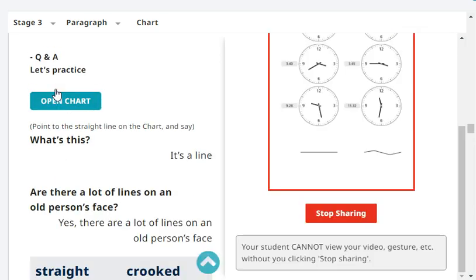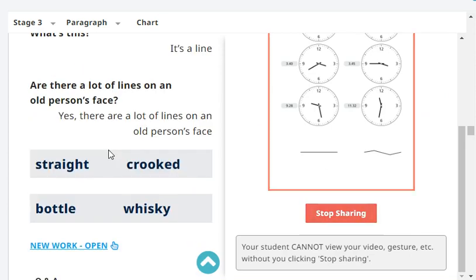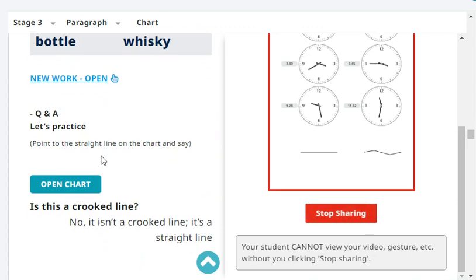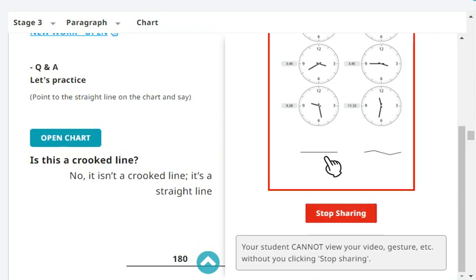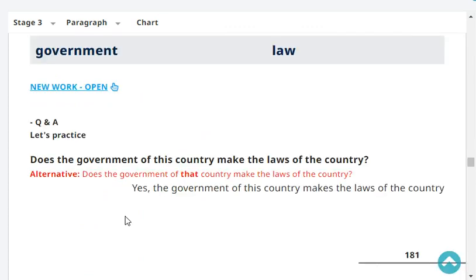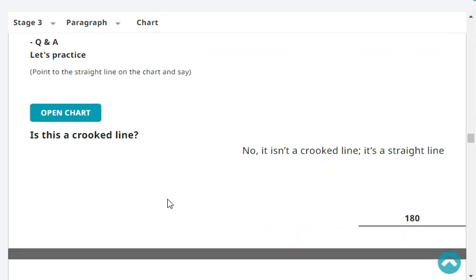What's this? It's a line. Are there a lot of lines on an old person's face? Yes, there are a lot of lines on an old person's face. Very good. Is this a crooked line? No, it isn't a crooked line. It's a straight line. Very good. Okay.